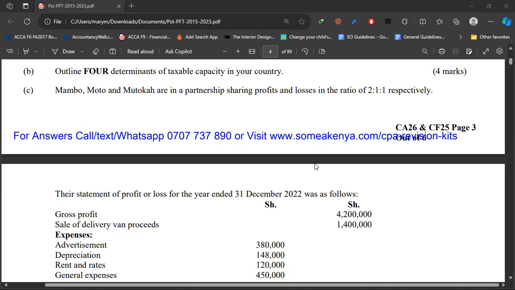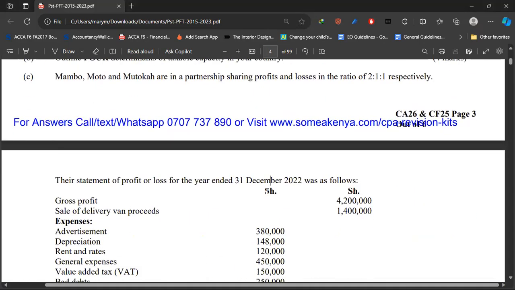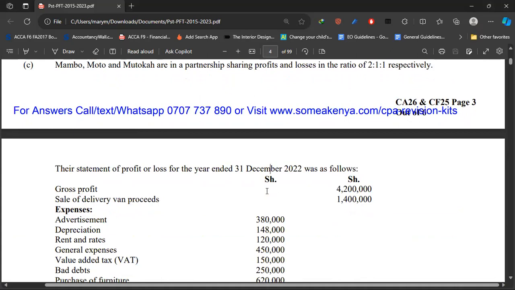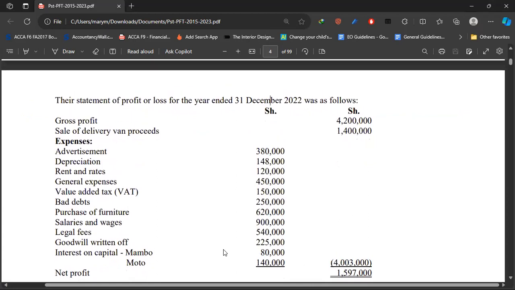Mambo, Moto and Mutoka are in partnership sharing profits and losses in the ratio of 2:1:1 respectively. Their statements of profit or loss for the year ended 31st December 2021 was as follows. Gross profit 4.2, sale of delivery van proceeds 1.4, expenses: advertisement 380,000, depreciation 148,000, rent and rates 120,000, general expenses 450,000, value added tax 150,000.